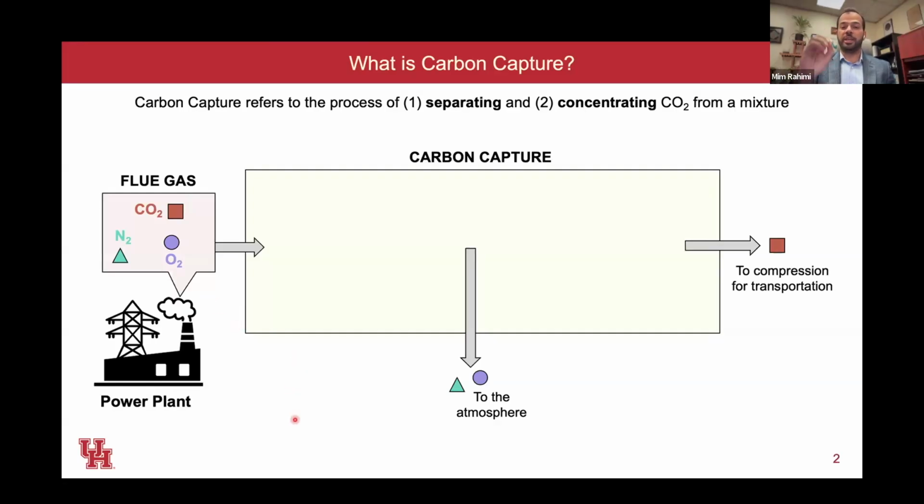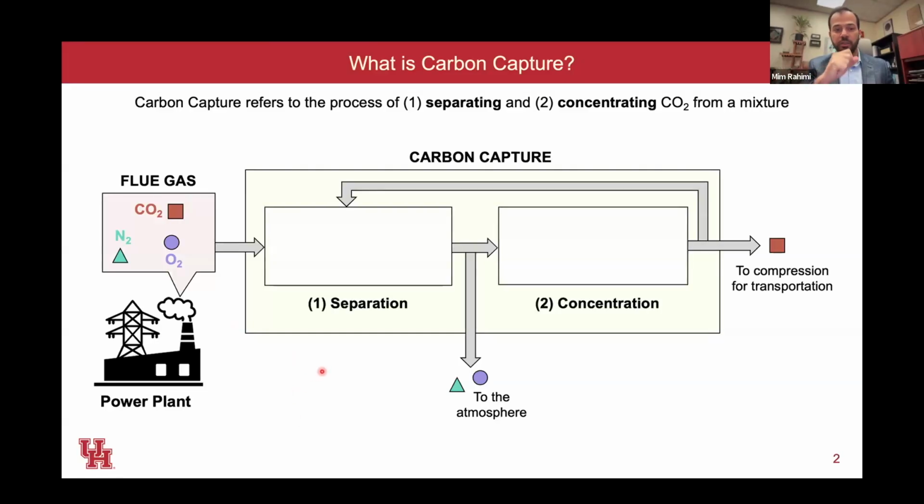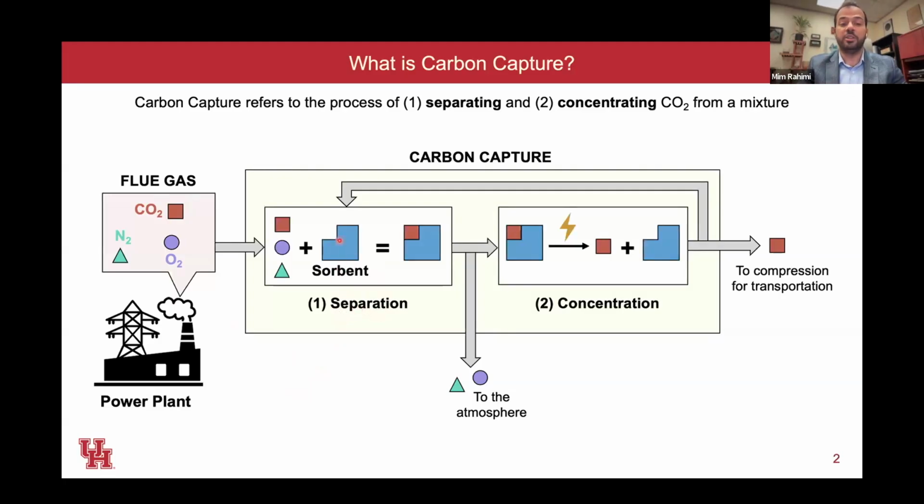And when we zoom in on the carbon capture box itself, we see that this is basically a two-step process. The first step is the separation stage, and the second step is the concentration step. In the separation step, we have a sorbent that is selectively capturing or absorbing the CO2 gas. Then, once this separation is done, we send it to the concentration stage, where we apply some sort of energy to regenerate the sorbent, sending it back, and then concentrate what we captured in the first step.